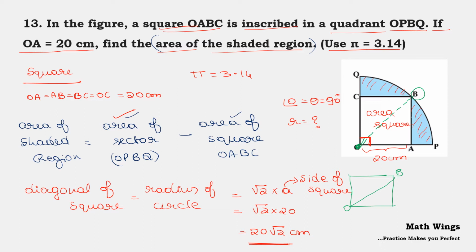So once we get this, what can we find? We can find the area of the sector. We need pi, theta and r, so we have all the information. Then the area of the square, we already know it as a square. We already have a as 20 centimeter, so we can find it. We'll continue one by one.